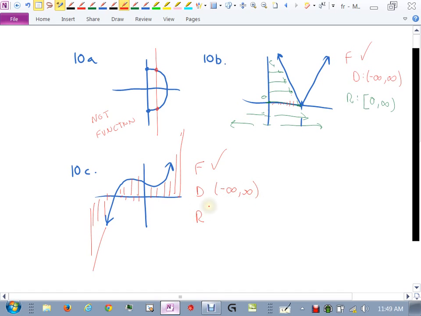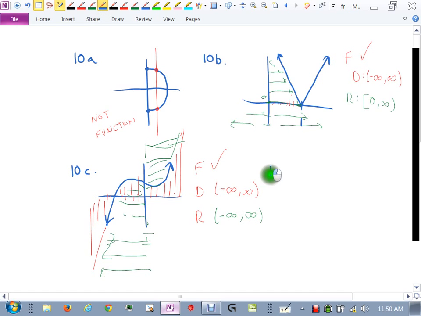And then for range, if I look left and right on this one, if I'm down here, I'm going to hit something out here all the way down forever. And if I come up, I'm still hitting. And to the right up here, I hit stuff eventually. So the range is also everything, negative infinity to infinity.